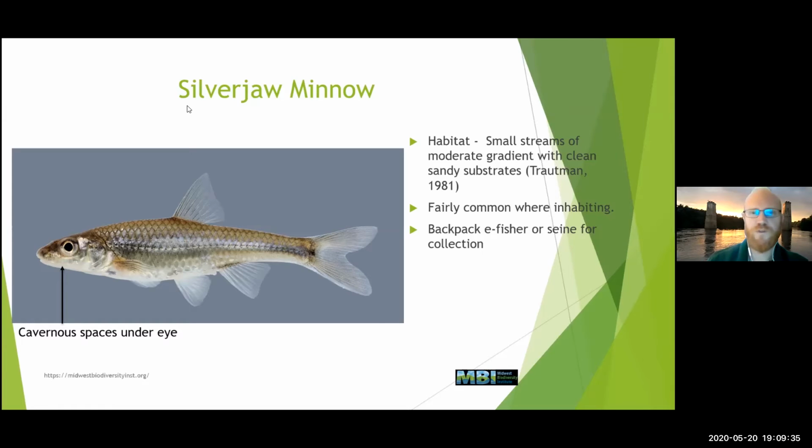These guys are generally in smaller streams. Clean sand is their favorite. They're pretty common when they're found. With a backpack electrofisher or seine, it's pretty easy to get them.